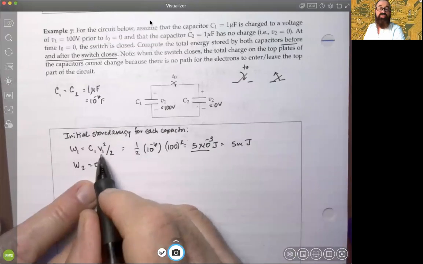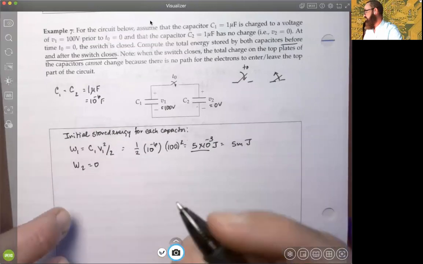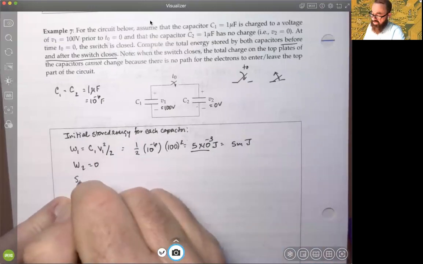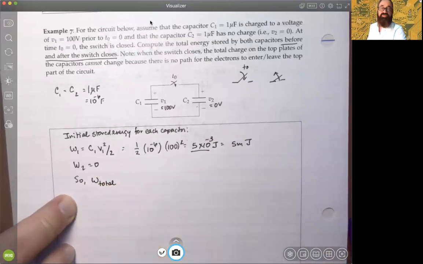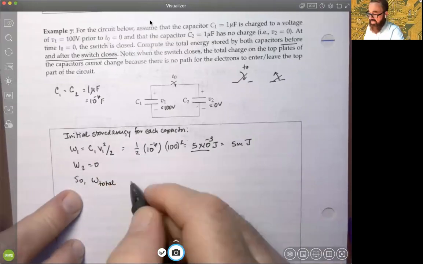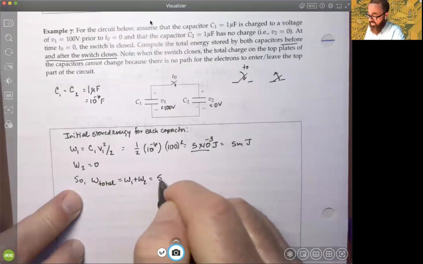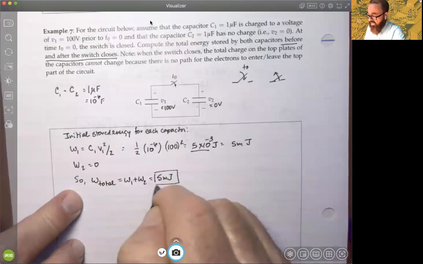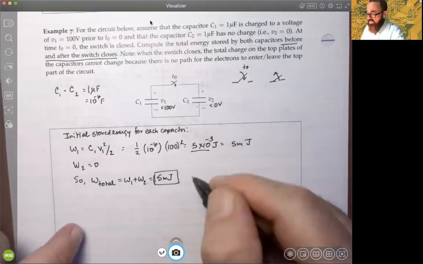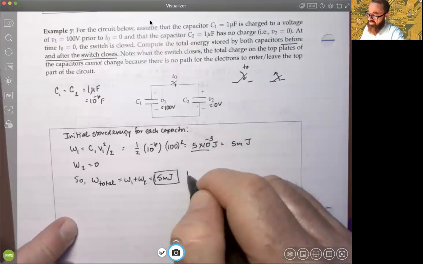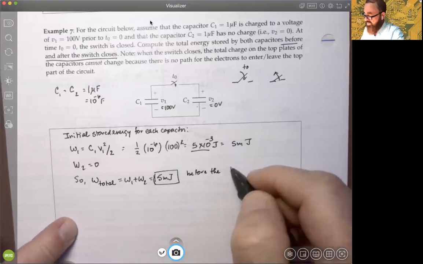So I don't need to plug in the formula because there's no voltage. So there's no stored energy, right? Initially, the total energy, if we call it W subscript total, is the sum of these two. So it's W1 plus W2, and of course, it's 5 millijoules. That's what energy is available in the circuit before the switch closes.